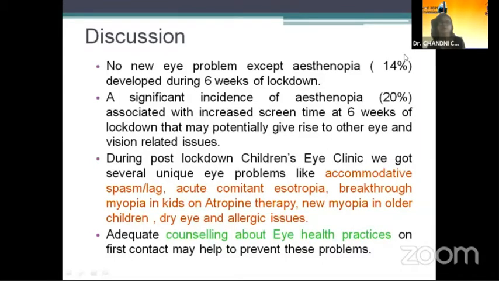And during the post-lockdown children's eye clinic, we got some other problems like accommodative spasm, lag, then acute comitant dysotropia, breakthrough myopia in kids with atropine therapy, new myopia in older children, dry eye, and allergic issues. So adequate counseling about the eye health practices on first contact may help to prevent this type of problems.